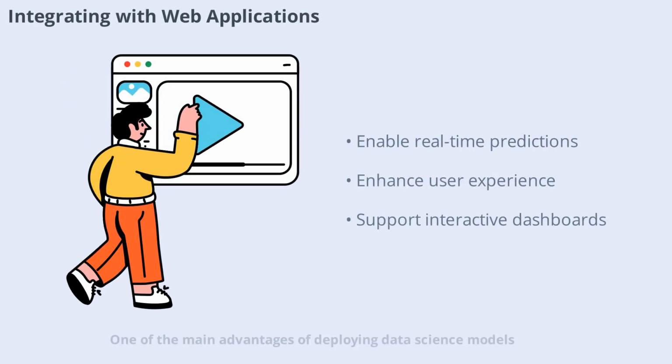One of the main advantages of deploying data science models as APIs is the ease of integration with web applications. Front-end developers can call your API to fetch predictions and display results to users in real time. This enables interactive dashboards, personalized recommendations, and more. In this scene, we'll explore how APIs connect data science models to web interfaces, enhancing user experiences.